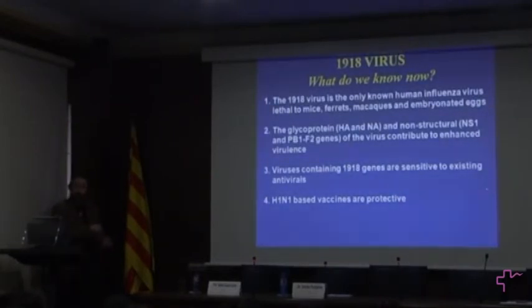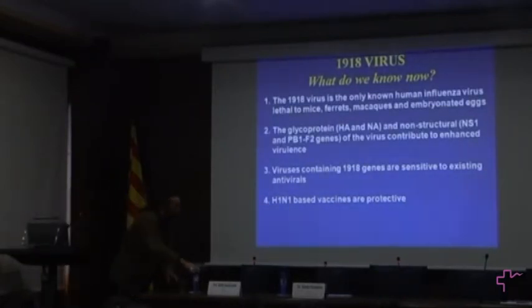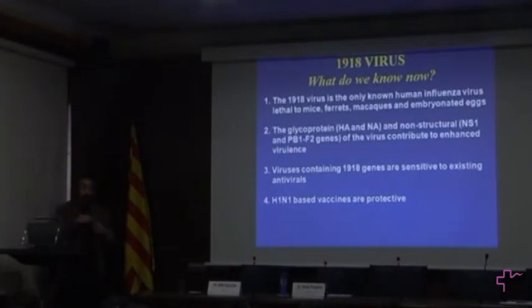But we also learned some positive things. We reconstructed the virus. We looked at whether it was sensitive to existing antivirals, and it is. So even if we get infected now with a virus like that, at least we can try to treat people with antivirals. And we know that vaccines based on a homologous strain are protective too. So at least we know that now we can treat and we can protect people against a virus like 1918, if a virus like 1918 occurs again in the human population.